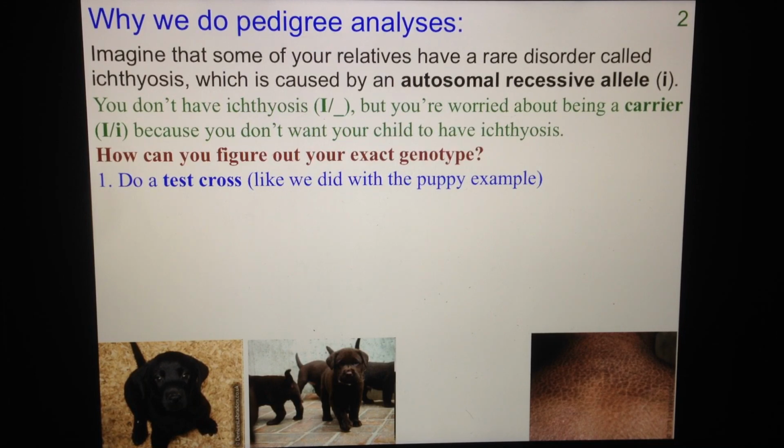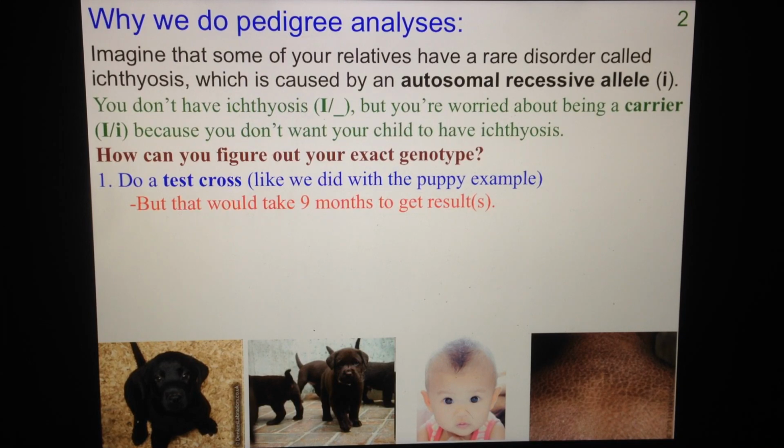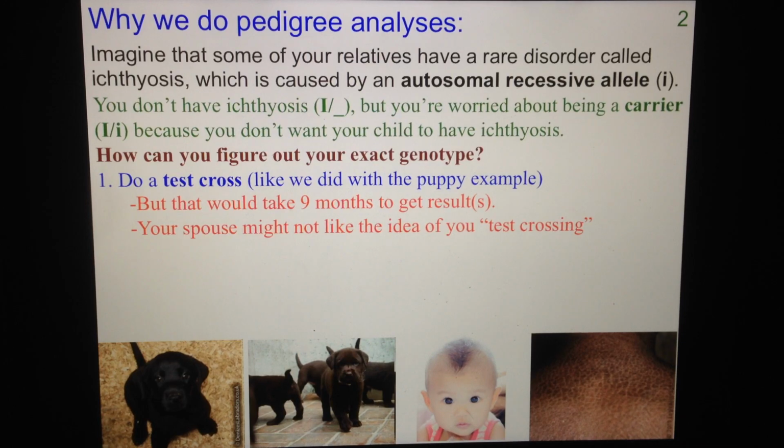So in this situation, what you'd have to do is test cross yourself with a bunch of people who have ichthyosis, who are homozygous recessive, and then 9 months later take a look at the results and see what that tells you. Unfortunately, that takes a pretty long time to get enough results to be sure what you have or don't have in terms of your genotype. Also, your spouse might not like the idea of you test crossing yourself with a whole bunch of people. And it kind of defeats the purpose when the whole point was you're trying not to have children with ichthyosis. Test crossing means you're purposely trying to have kids with ichthyosis, so the whole process just doesn't make any sense.